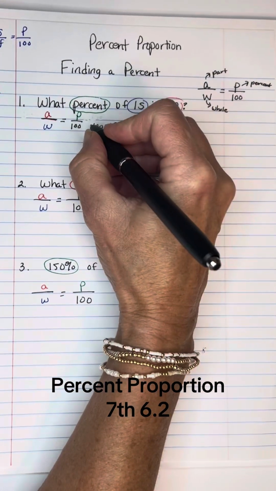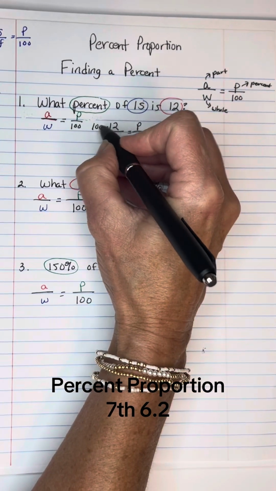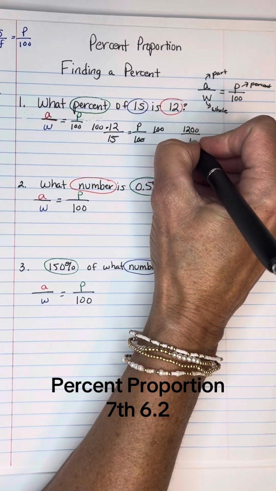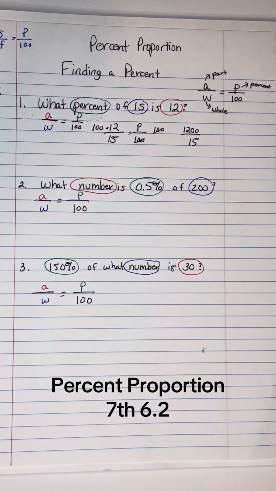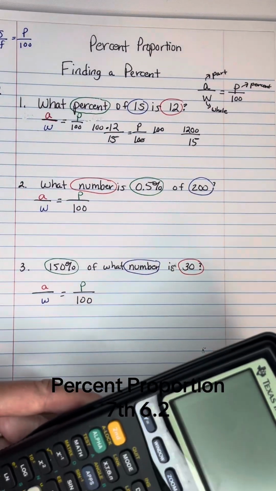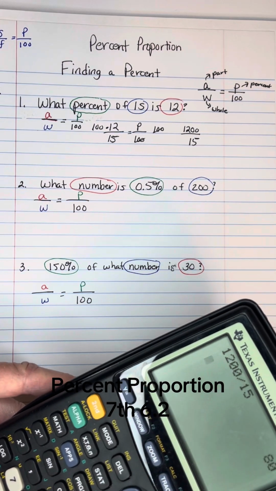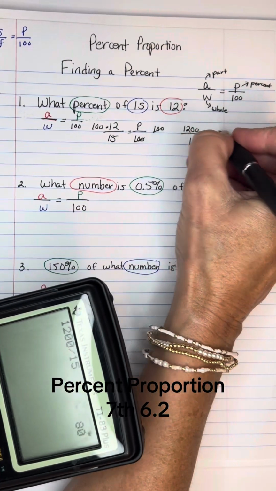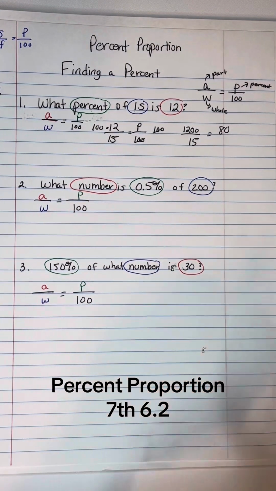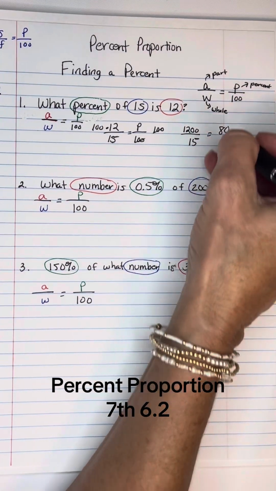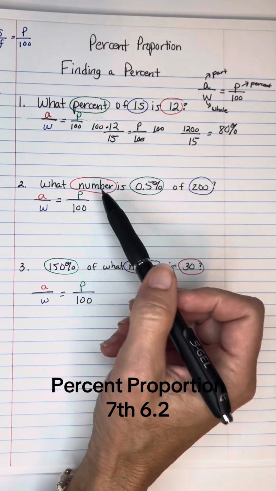So I have 100 times 12, which would be 1200. You just put 2 zeros onto that, divided by 15. And if your teacher lets you use a calculator, that would be 1200 divided by 15. However, you may have to do long division, and that would be the number 80. That is going to be 80%.